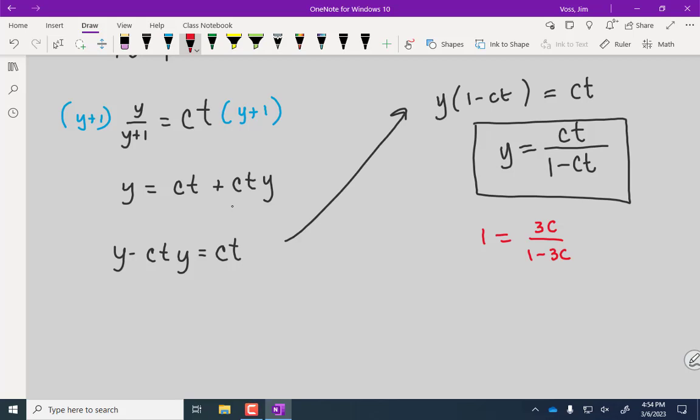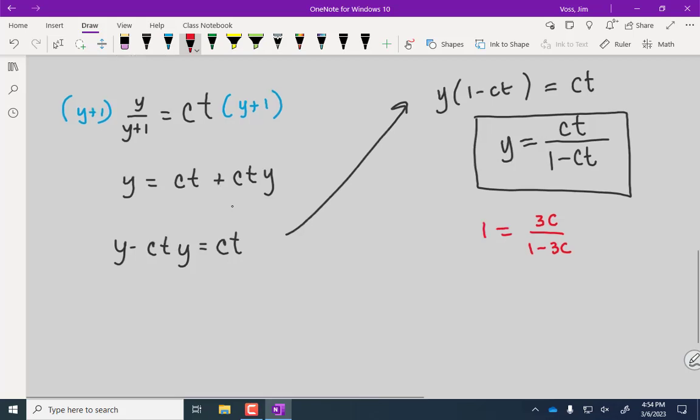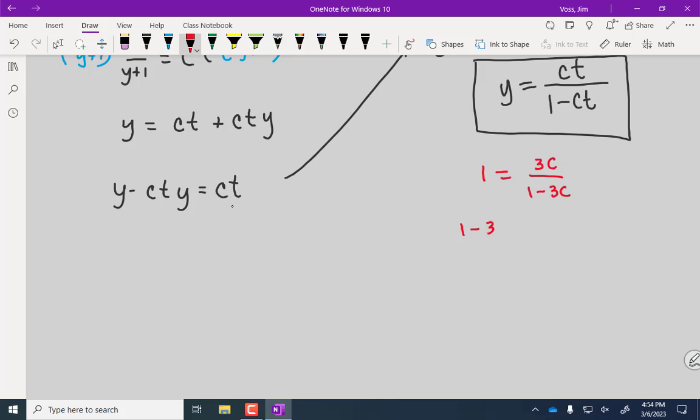How do we solve that for c? Algebra. Yeah. Multiply, collect like terms, divide. Same thing we just did a moment ago. Collect like terms, divide.